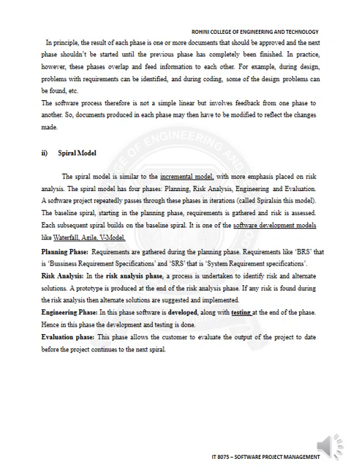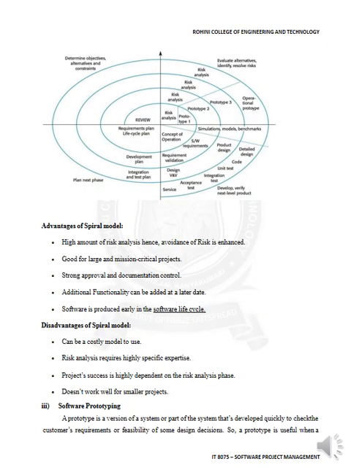Engineering phase: in this phase, software is developed along with the testing at the end of the phase. Hence, this phase has development and testing. The evaluation phase allows the customer to evaluate the output of the product to date before the project continues to the next spiral. Advantages of the spiral model: it handles a high amount of risk, is good for large and mission-critical products, and additional functionality can be added at a later stage. Disadvantages: it's a costly model, risk analysis requires highly specific expertise, and it doesn't work well for small projects.